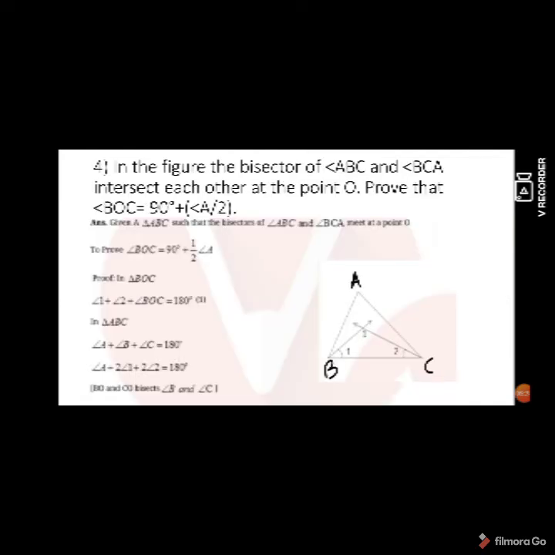Okay, in the figure, the bisector of angle ABC and the bisector of angle BCA. So you can locate in the triangle the bisectors of ABC and BCA, marked as angle 1 and angle 2. These arms OB and OC, the bisectors, meet at a point O. We have to prove that angle BOC is equal to 90 degrees plus half of angle A.